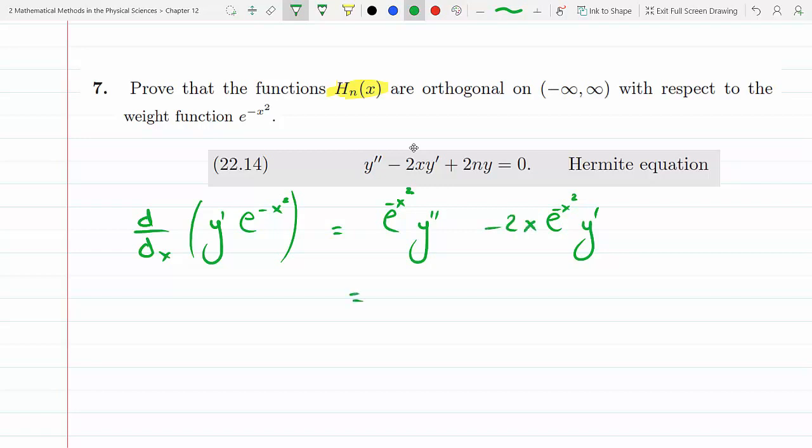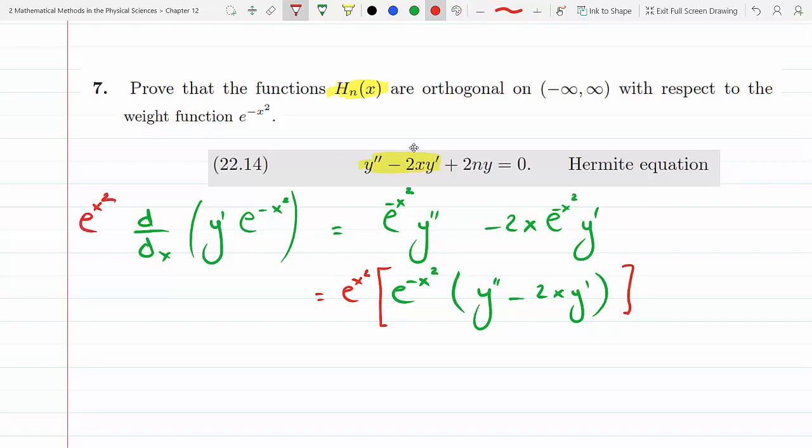Now notice if I factor e to the minus x squared from both of these, I get y double prime minus 2xy prime, which is similar to the first two components here, except that this is multiplied by e to the minus x squared. To alleviate the effect of this, I could multiply this equation by e to the x squared. That cancels the effect, because you get e to the 0, which is 1, and I get exactly this part of the differential equation.